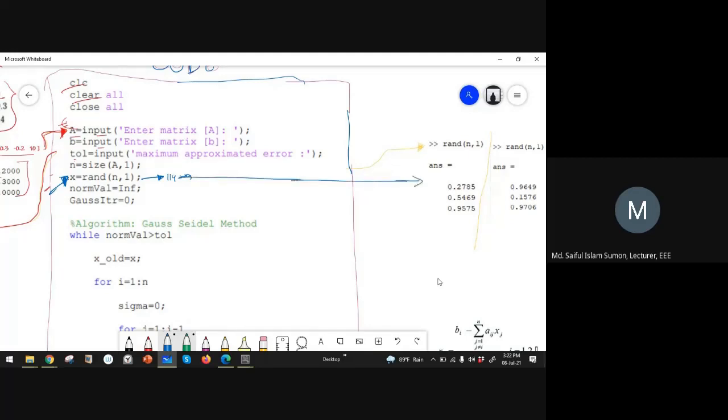So you can see, this one is random. I have told that it will have 3 rows and 1 column. You can see 3 rows and 1 column. If you run this instruction in the command window, you will again see 3 values defined. It doesn't matter what values they have in x, they are the initial values. After that, the norm value has been taken as infinity.